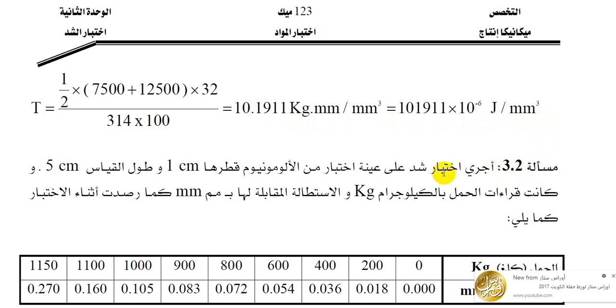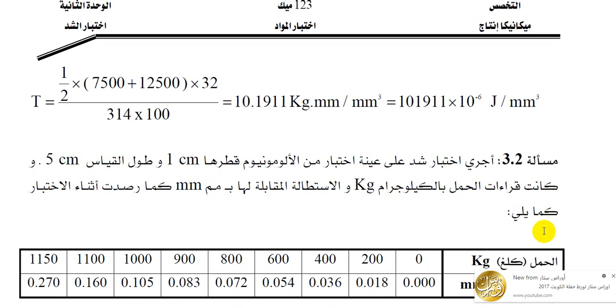Example 3.2. A tensile test was performed on aluminium testing specimens with a diameter of 0.9 centimeters and a gauge length of 5 centimeters. The observations of load were measured in kilograms, and the corresponding elongation was measured in millimeters while testing. The readings come as follows.